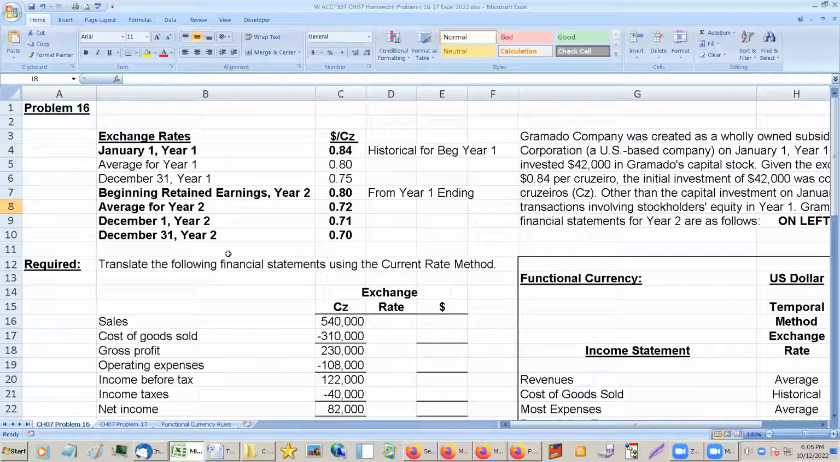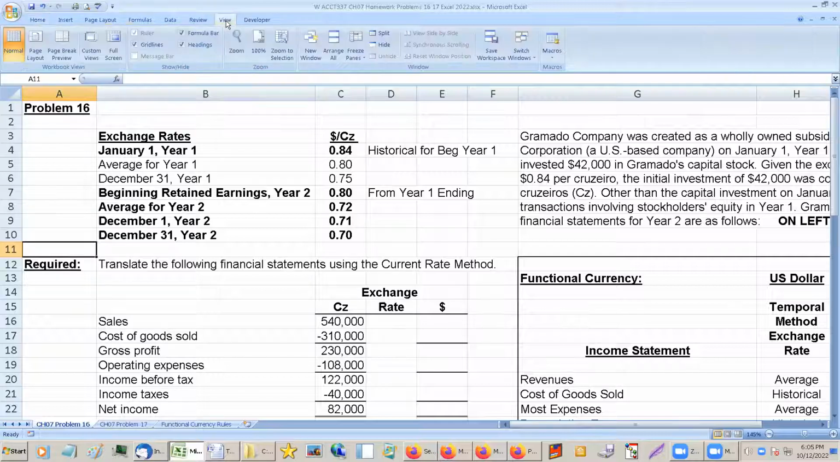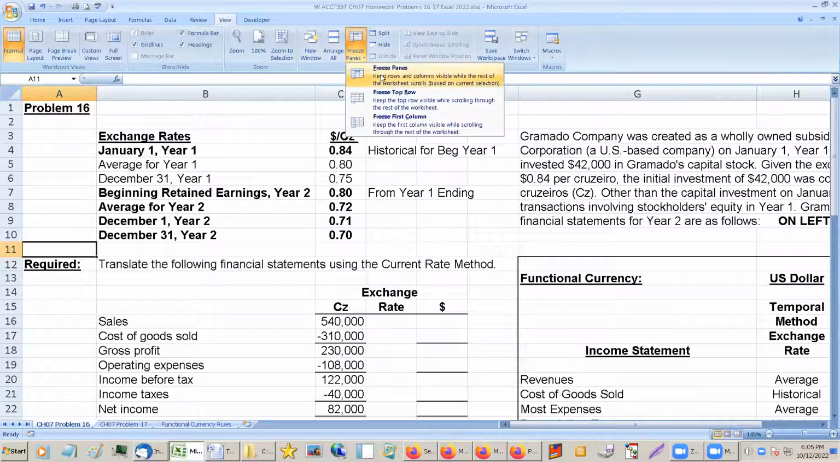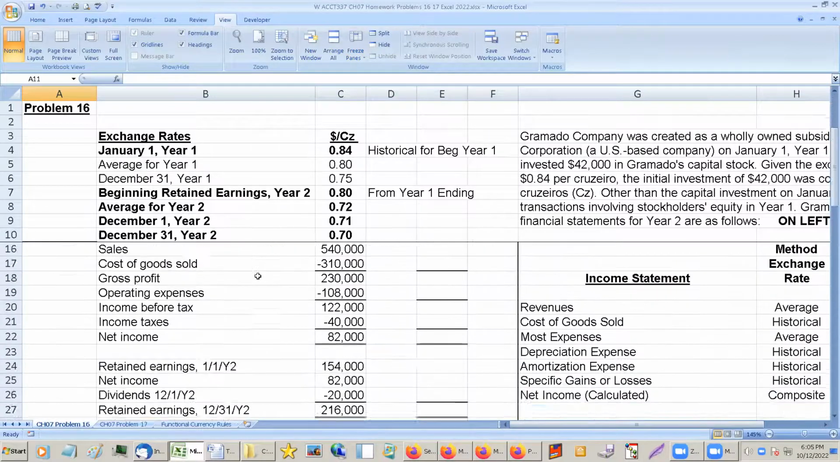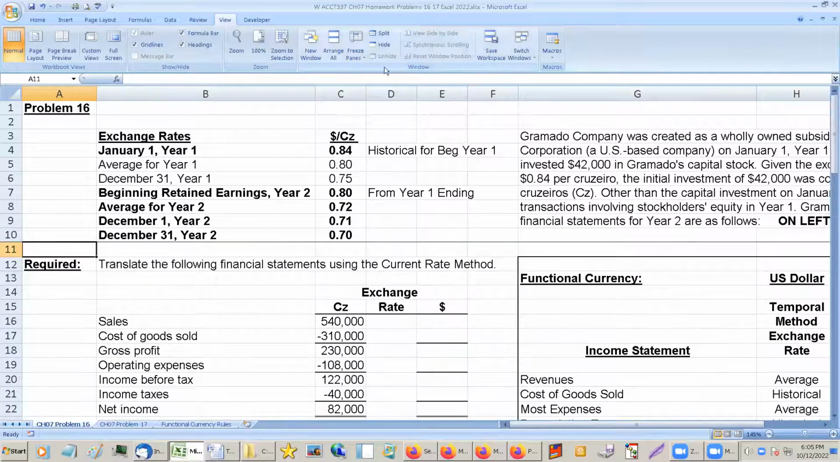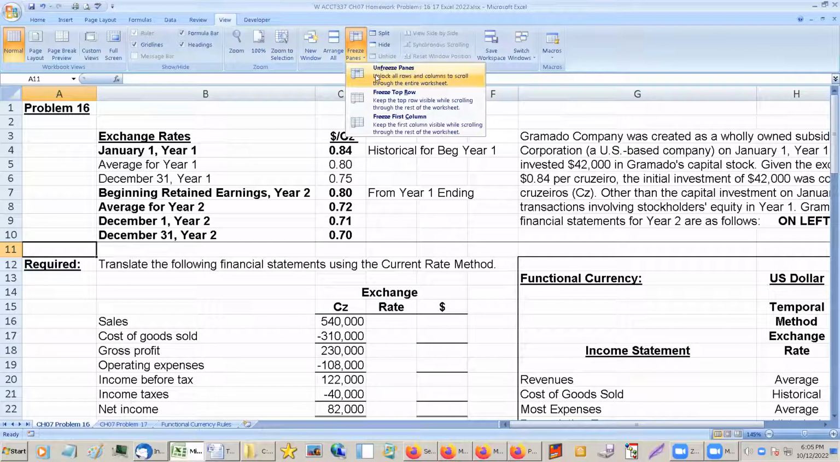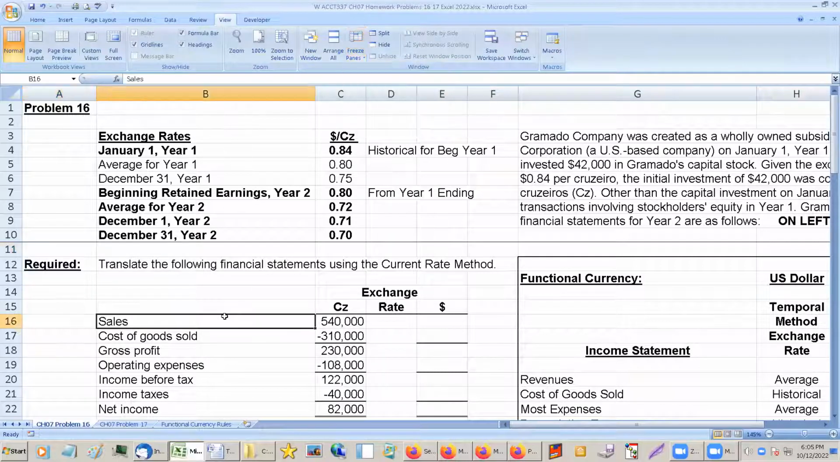Okay. Let's see. I'm going to freeze the panes so I can go down. So if you want to do this, you go up to the top and go to view. And if you freeze the panes, you can always unfreeze them too. You can have it so it stays on top. And if you ever want to get rid of it, you just go to freeze panes and say unfreeze panes. Okay.